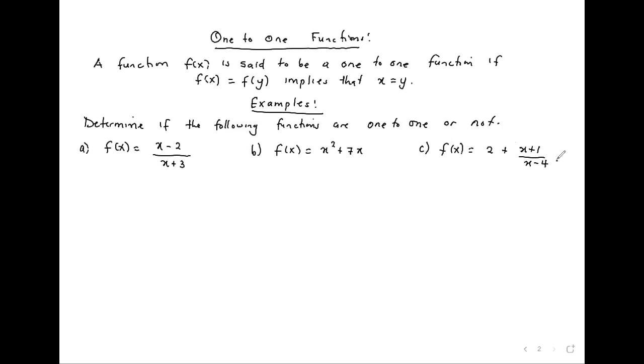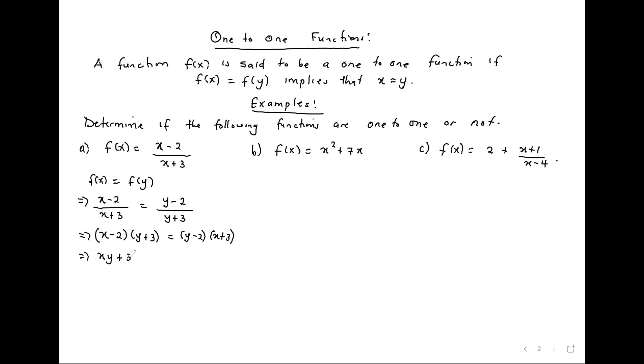Let's see. For the first one, f of x is equal to f of y will imply that x minus 2 over x plus 3 is equal to y minus 2 over y plus 3. Cross multiply: x minus 2 times y plus 3 is equal to y minus 2 times x plus 3.